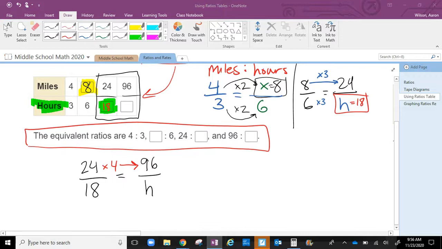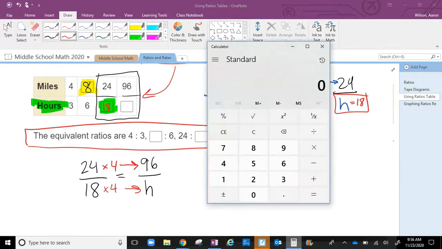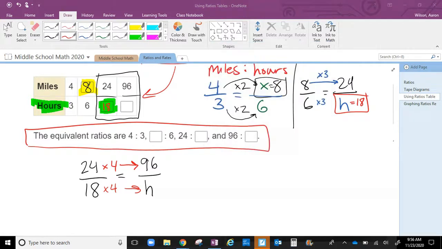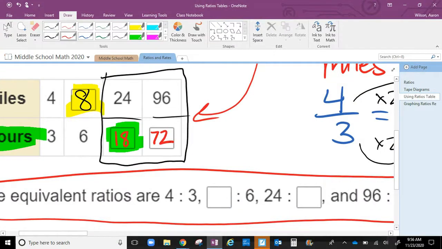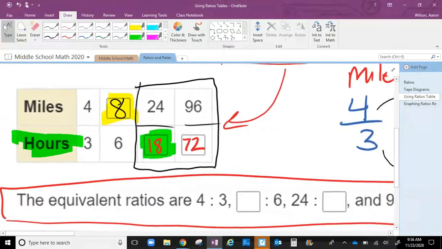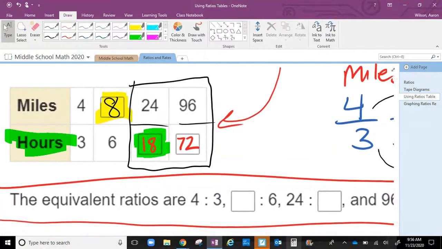And what you do to the bottom, you have to do to the top. So this means we're also going to do 18 times 4. And 18 times 4, just use the calculator here, 18 times 4 is 72. So we have just figured out that the number of hours is 72, and that's what goes in this box right here.